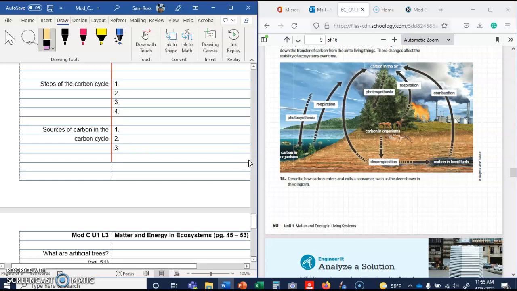And then the sources of carbon in the carbon cycle, there's carbon in organisms, there's carbon in fossil fuels, and there's carbon in the air. So there's carbon in organisms, and here they have organisms from the sea and organisms on the land, but carbon in organisms, carbon in the air, and carbon in fossil fuels.